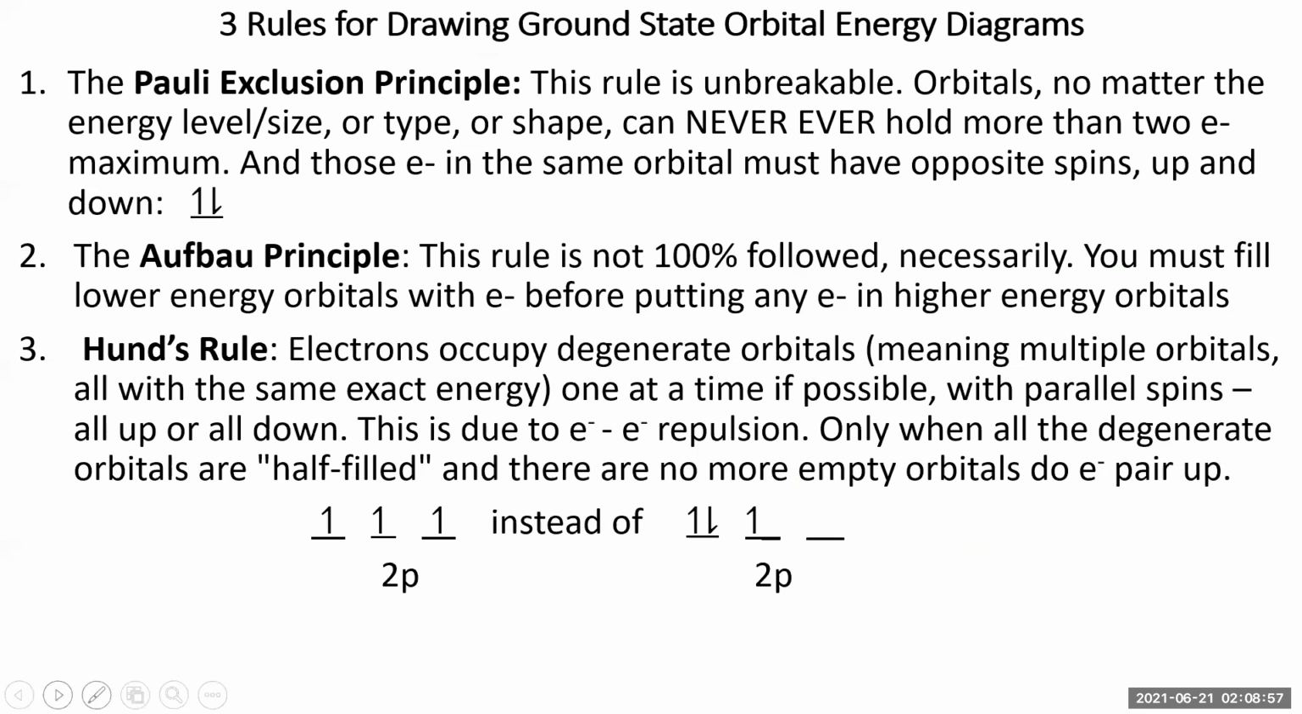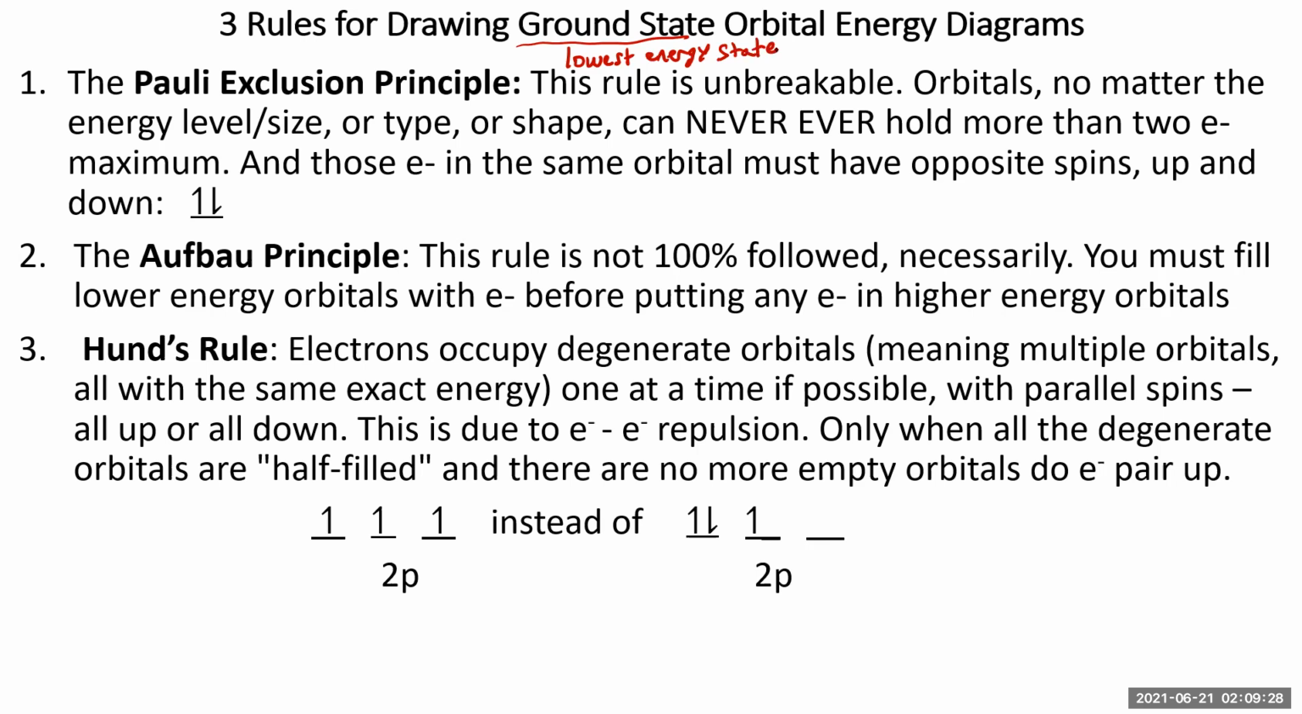Okay. We're getting closer, I promise you. We're going to draw some orbital energy diagrams today. 3 rules for drawing ground state orbital energy diagrams. Again, as I mentioned, the ground state just means the lowest energy state. We're really not going to focus too much on drawing excited state or high energy state orbital energy diagrams for the most part. So these are by default the only ones we're really going to draw. Lowest energy state.